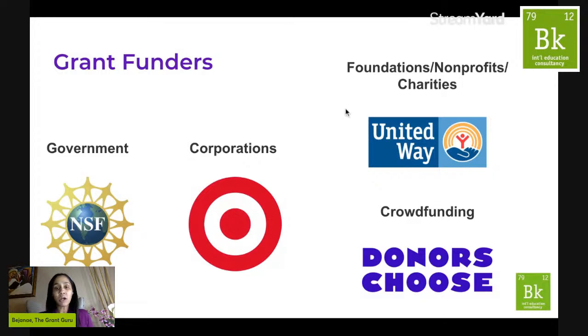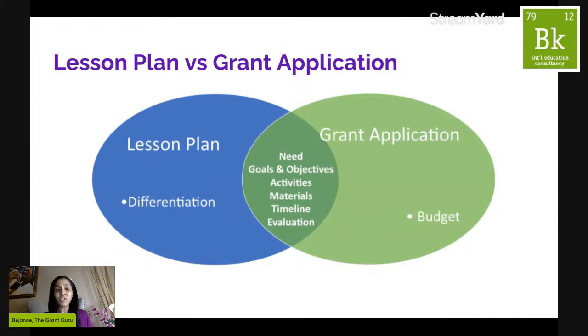All right. So we talked a little bit about grant funders, right? Where to go, who's giving out the money. Now we want to talk a little bit about how educators can leverage their lesson plans to write a grant application, whether it's for the government, corporation, nonprofit, or for crowdfunding. A lot of teachers don't know that they already have the basics for grant writing, and I'm here to show you that today. So if you look at this Venn diagram here, what do you see?